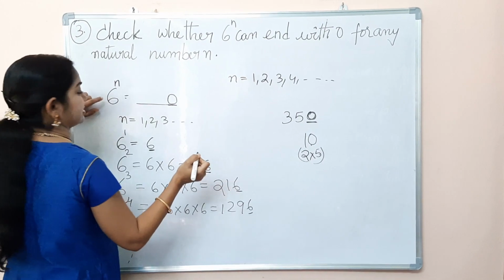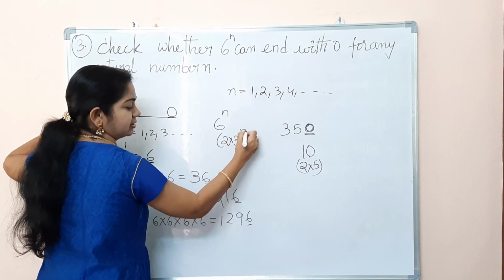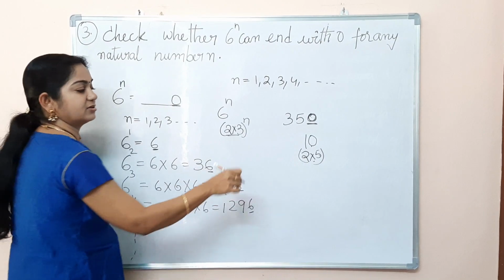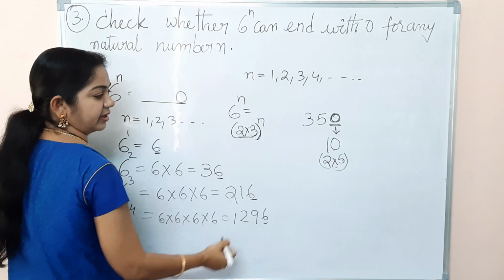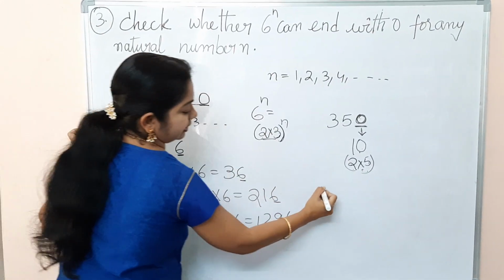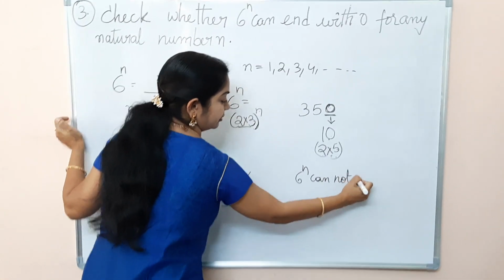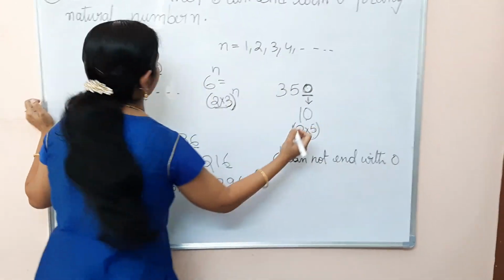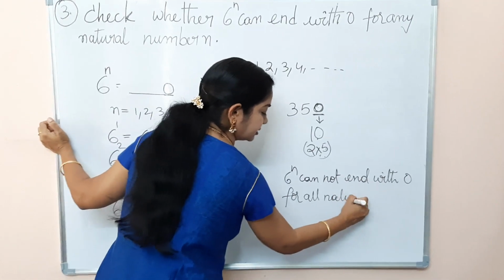But here if you take 6 to the power of n, the factors of 6 are 2 and 3, isn't it? It's not possible. The numbers ending with 0 should have factors 2 and 5. But here we got, for 6, 2 and 3 as the factors. For 10, 2 and 5. So this is not possible. That means the number 6 to the power of n cannot end with 0 for any natural number.